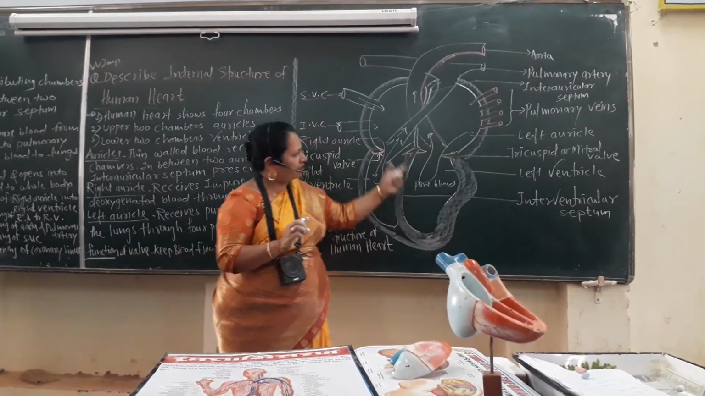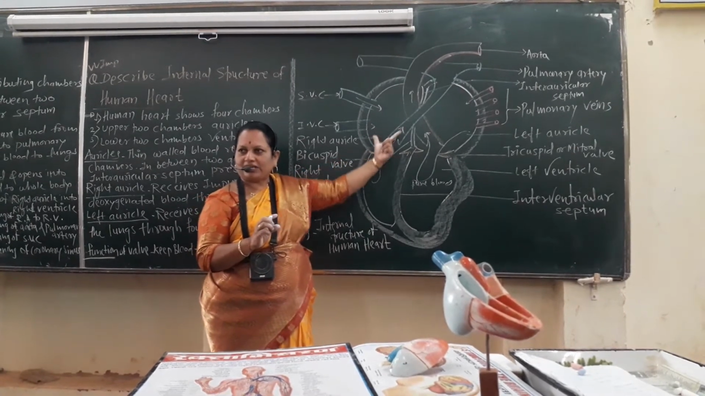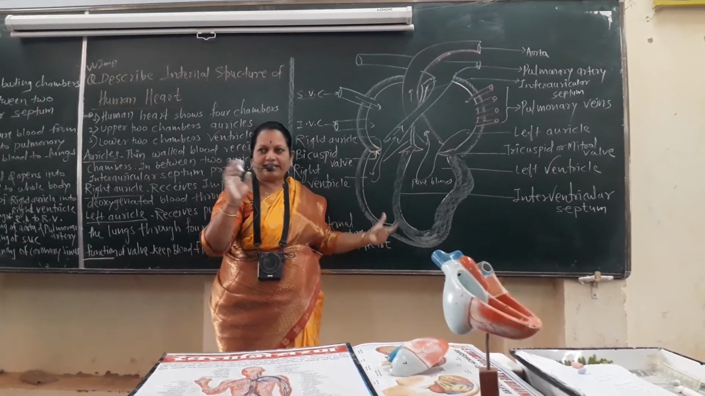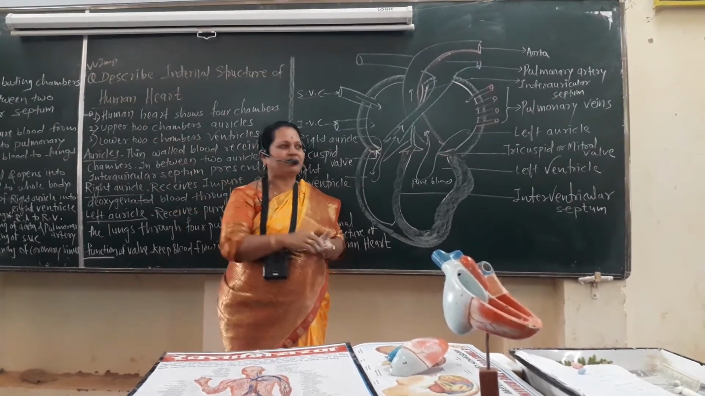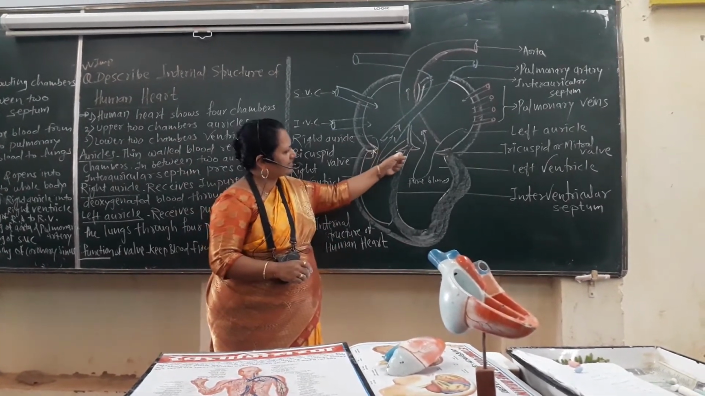Okay. Two chambers, the upper two chambers are the auricles, the lower two chambers are the ventricles. Then the next part is the valves. There are 5 valves in the internal structure of the human heart. The first valve is the tricuspid valve.